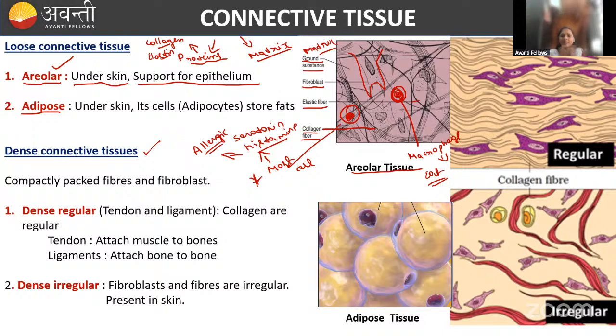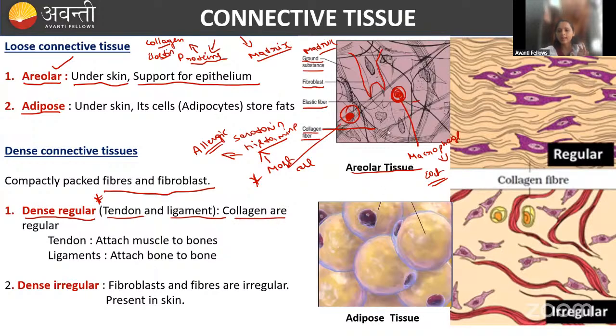That is nothing but the dense connective tissue. Here, densely packed fibers and fibroblasts. In the dense regular, very, very important, guys, you have to remember the examples. The dense regular examples are tendons and ligaments. Here the collagens are regular.